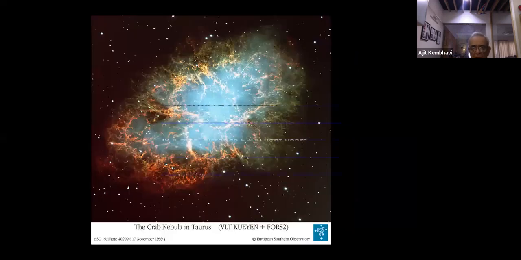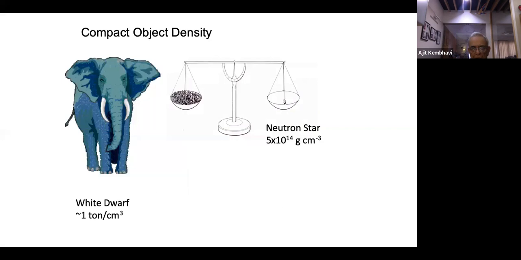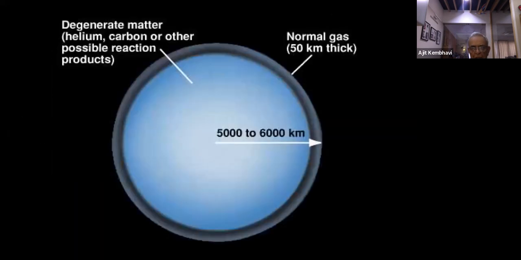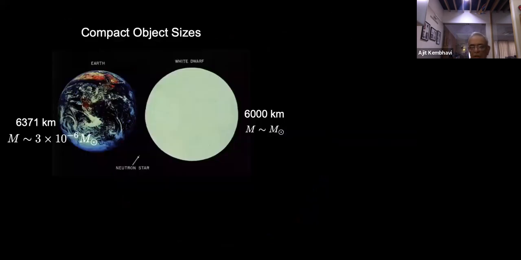So let's go back and understand the properties of white dwarfs a little bit. It's very interesting. You've got 5,000 to 6,000 kilometers as the radius of a white dwarf. The inner part is degenerate, which means that quantum mechanics rules, and the outer part, about 50 kilometers thick, is more classical. And what is the size of the white dwarf? It is comparable to the size of the Earth.